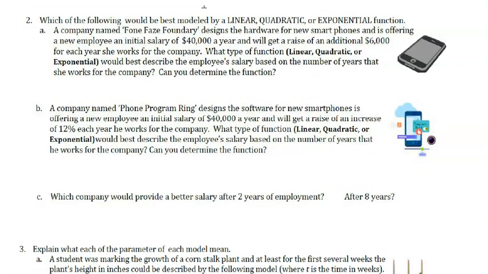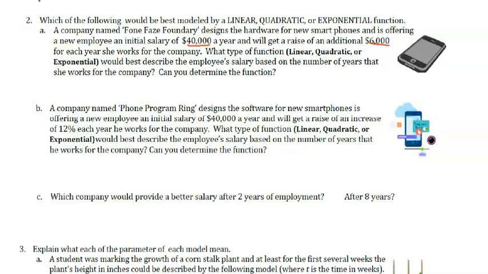Which of the following would be best modeled by a linear, quadratic, or exponential function? A company named Frone Phase Foundry designed hardware for new smartphones and is offering a new employee an initial salary of $40,000 a year and will give a raise of an additional $6,000 for each year she works for the company. What type of function, linear, quadratic, or exponential, would best describe the employee's salary based on the number of years that she worked for the company?